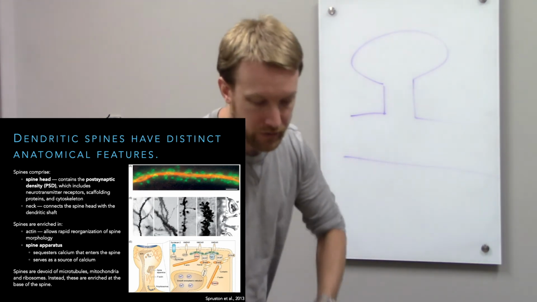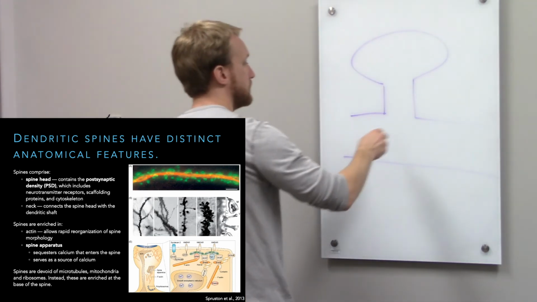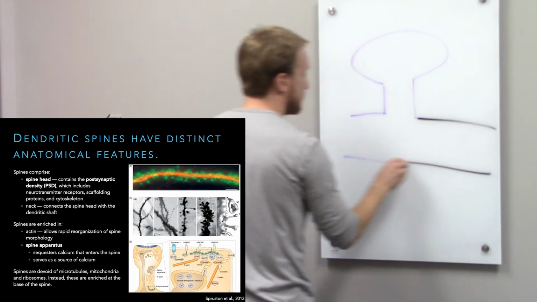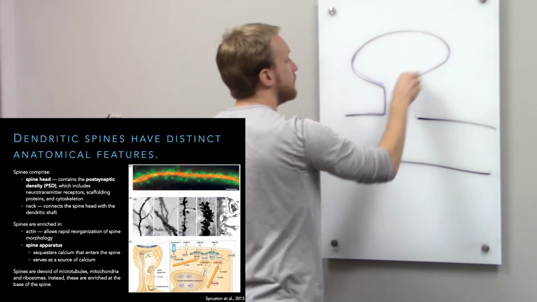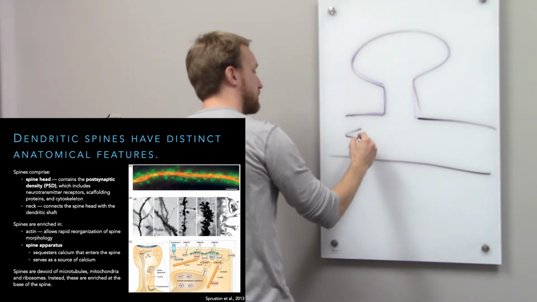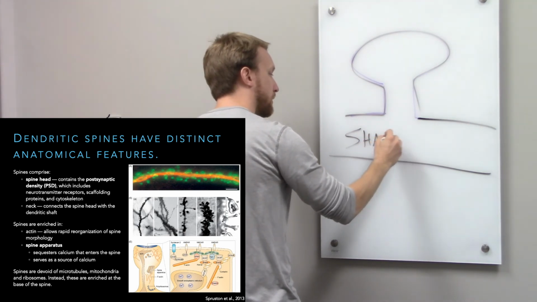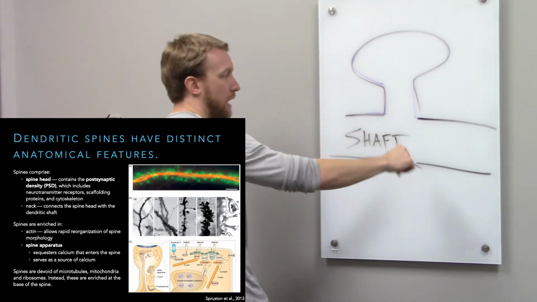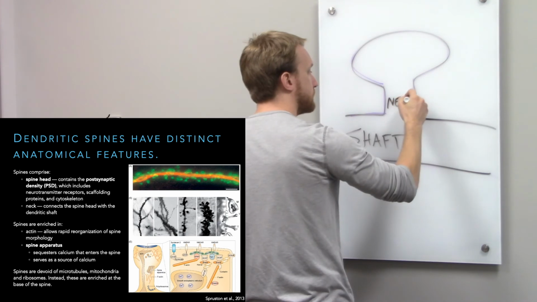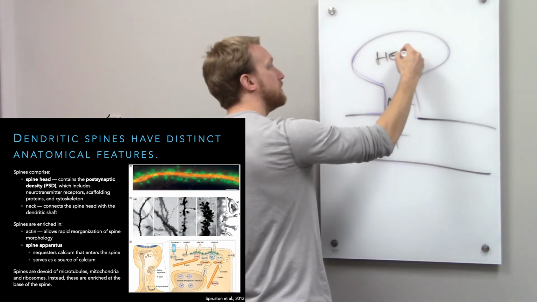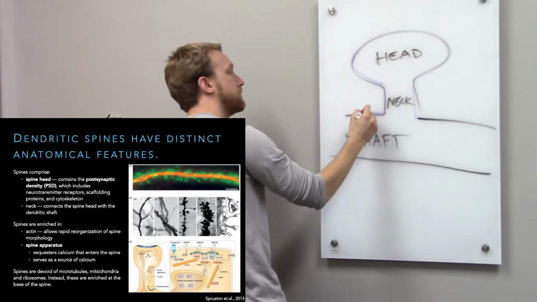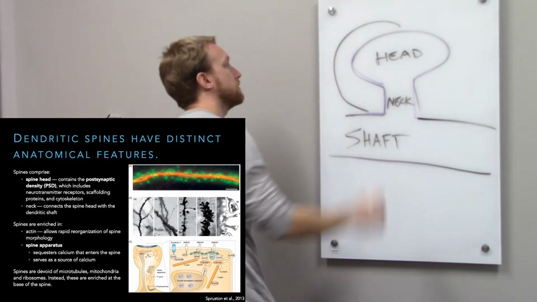So here's our dendrite. I don't know if that's showing up. Let me do this. So here's the shaft of the dendrite, so just dendrite. Here's our neck, and here's the head of the spine. So here's our dendritic spine right here.